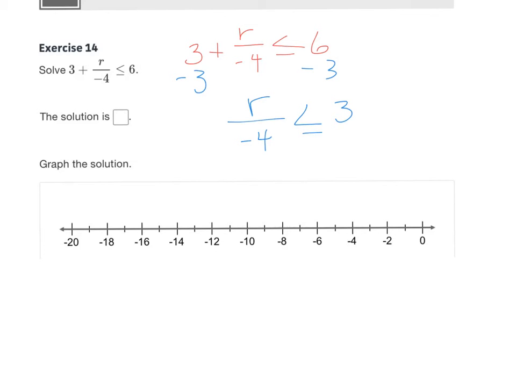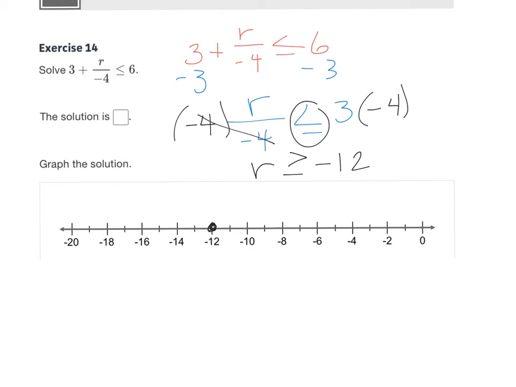Now we're going to do the inverse of dividing by negative 4, which is multiplying by negative 4. And we're going to do that on both sides. So we're going to get r, because we're multiplying by a negative, we have to flip the inequality. And 3 times negative 4 is negative 12. So at negative 12, we will have a closed circle, and the direction will be to the right.